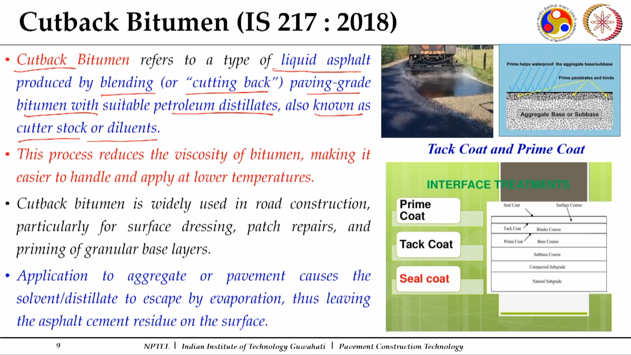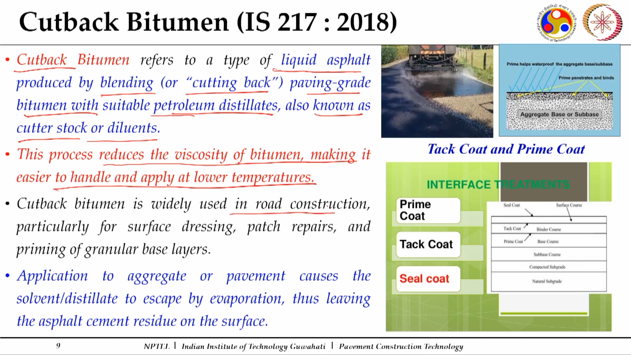So this heating of binder can be avoided if the viscosity of the binder is already reduced. That we can do with the addition of these petroleum distillates. Now this process reduces the viscosity of bitumen, making it easier to handle and apply at lower temperatures, because now you don't need to heat your aggregates to those high temperatures as well as your binder.